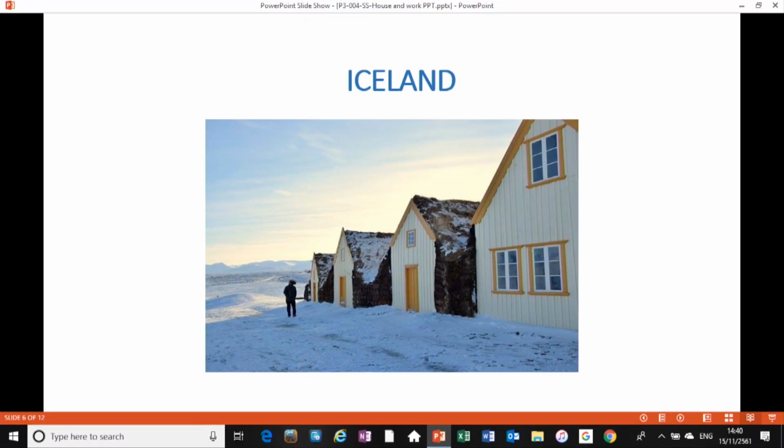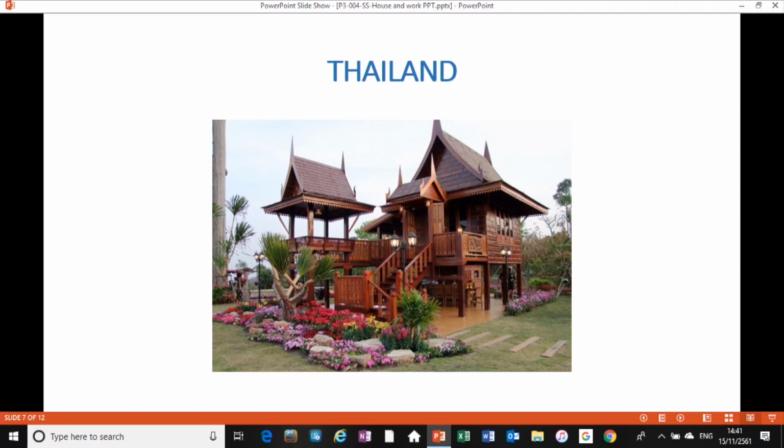Iceland. Can you see? Look at the snow. Yes, lots of snow. This is Iceland. Yes, I thought you would guess this place. What's the name of this country? Thailand.